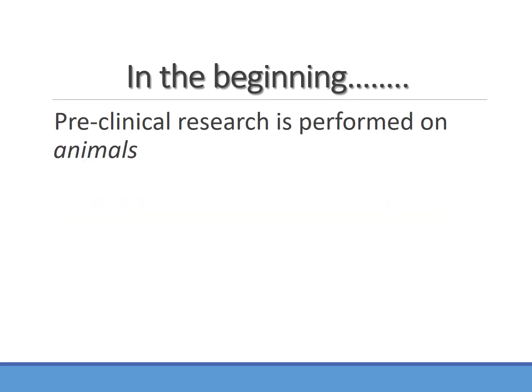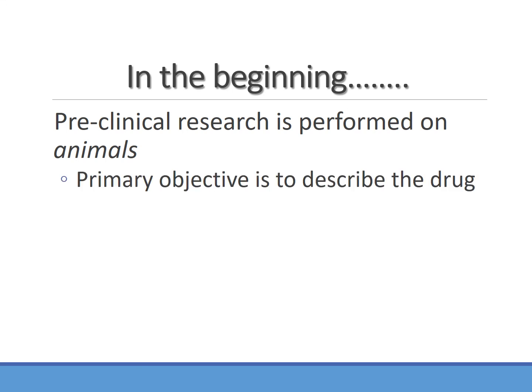Now, preclinical research. I mentioned the clinical research is performed on humans. Preclinical research is performed on animals. And the primary objective of preclinical research is then to describe the drug. It's not done in humans. It's all done in animals.